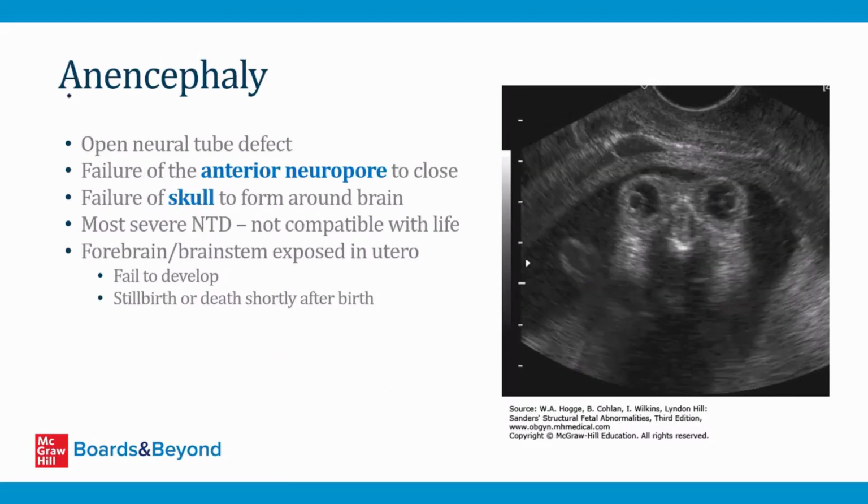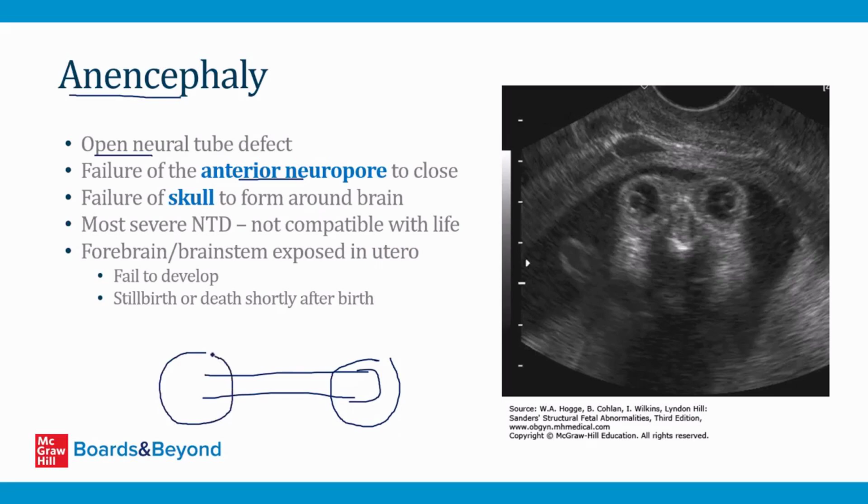Okay, next let's talk about anencephaly, which is not a form of spina bifida, but this is another example of an open neural tube defect. In anencephaly, there is failure of the anterior neuropore to close. So remember, the neural tube is a long tube. One end is called the posterior or caudal end. Failure of this end to close is what leads to spina bifida. In anencephaly, it's the other end that fails to close. This is called the anterior or rostral neuropore, and this leads to formation of the brain and the skull.